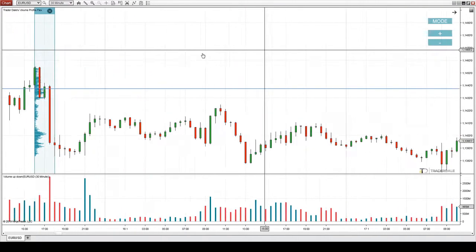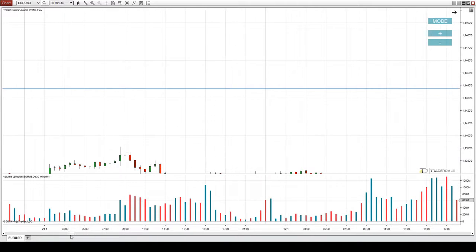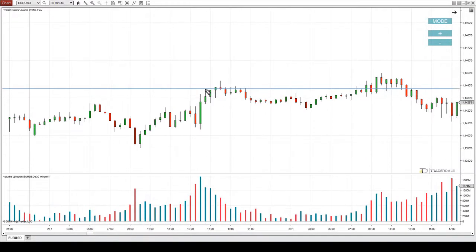So let's have a look if the price reacted to the level. Oh yeah, it did. Here is the first touch. And this is the reaction to it.